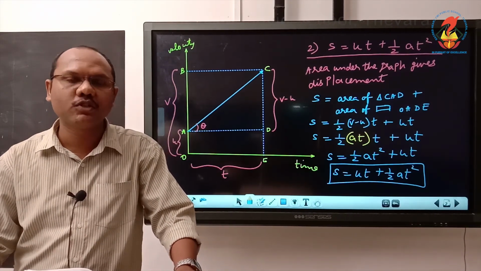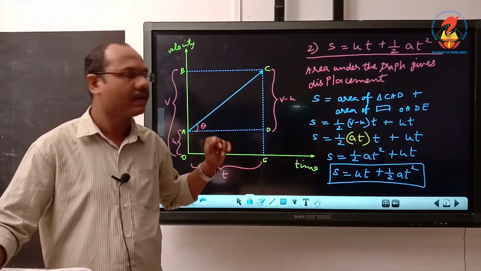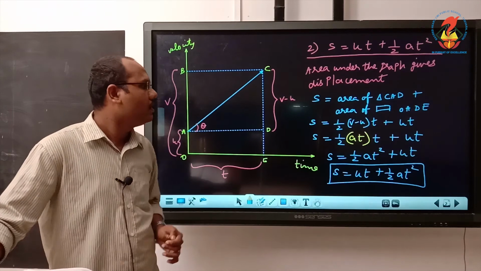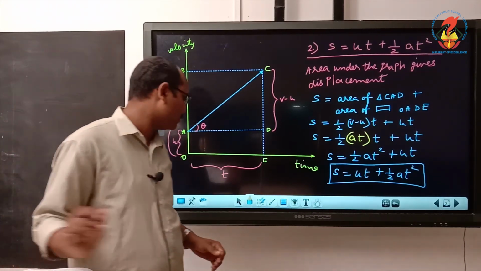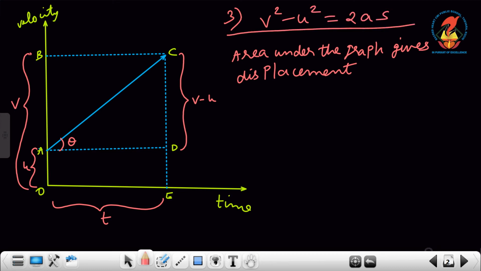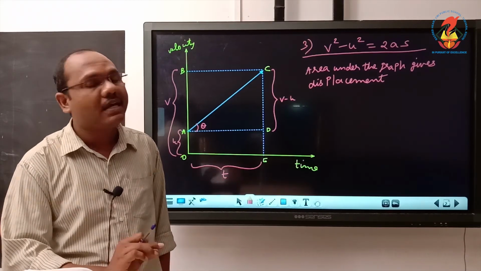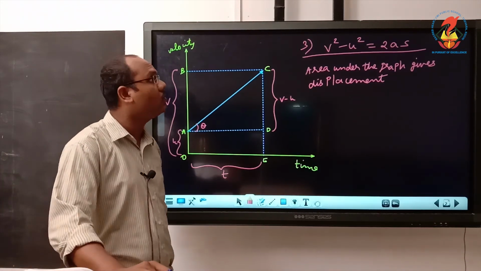We are deriving all three equations of motion using the same graph itself. Now let us move on to the third equation. Third equation is V square minus U square is equal to 2AS. Again we are going to find the area under the graph, because area under the graph gives displacement. But here we cannot include time. So we are making the equation without the time.